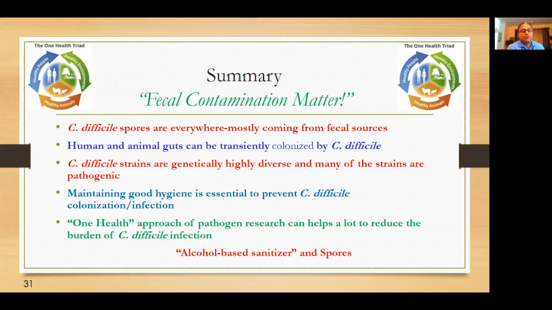Therefore, we need to maintain good hygiene to prevent C. difficile colonization or infection. And I believe the One Health approach is the best approach to study any infectious disease pathogen, to understand the ecology and epidemiology of the pathogen.